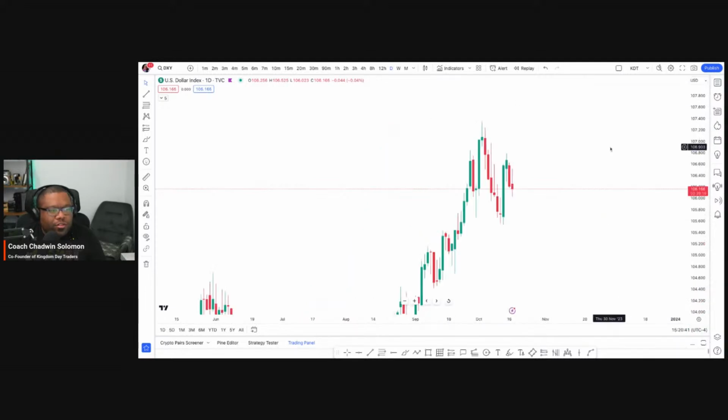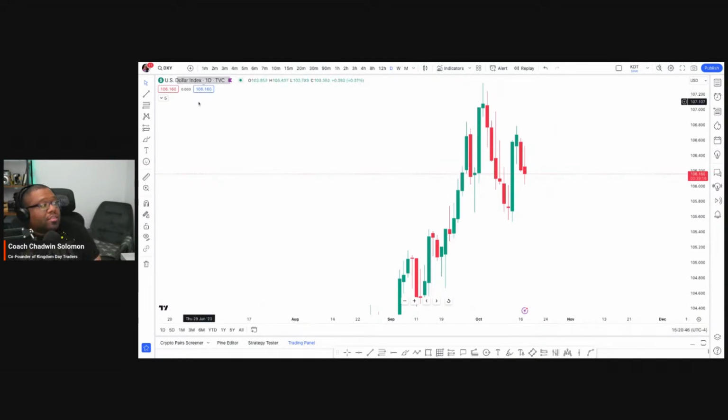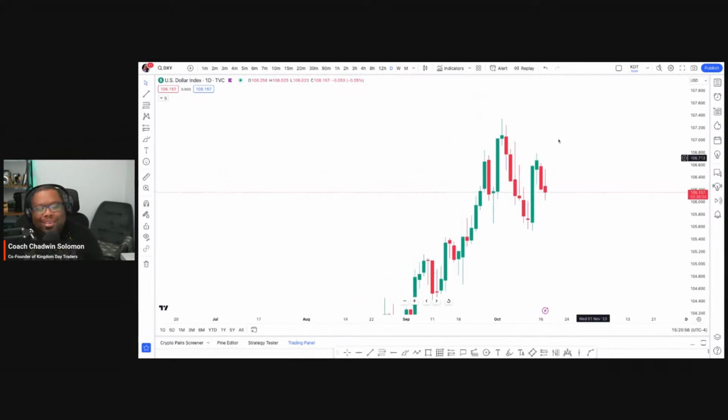So let's have a look at the dollar at the moment, right? And why is this important? This is the DXY, the US dollar index. And what's important is that this gives us an indication of what the overall market is like in the US. And why we want to know that is because it's going to move the other charts.